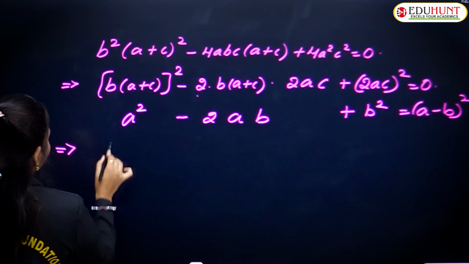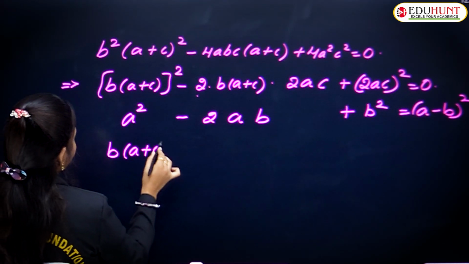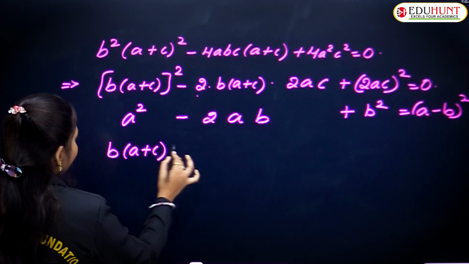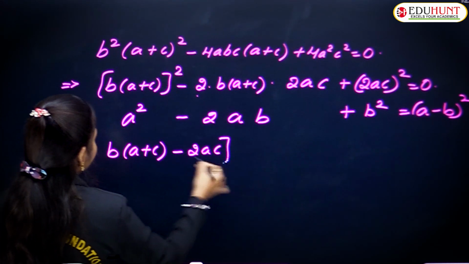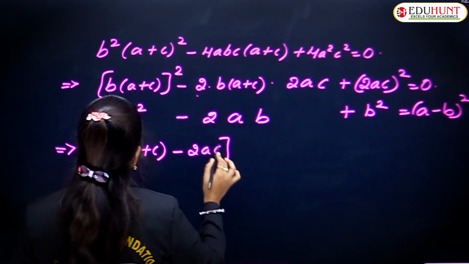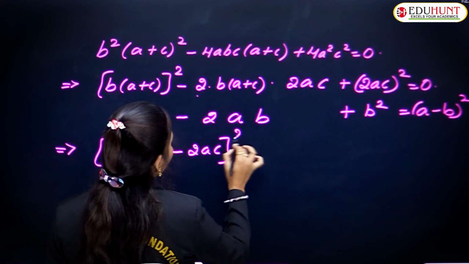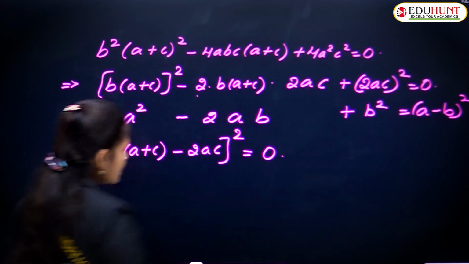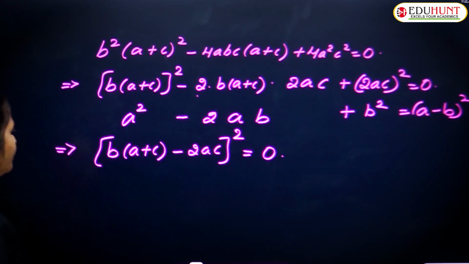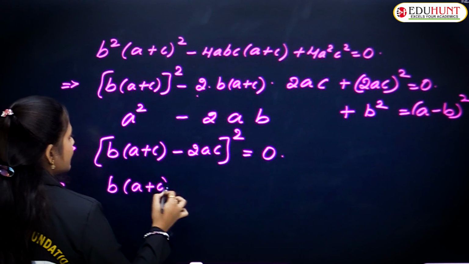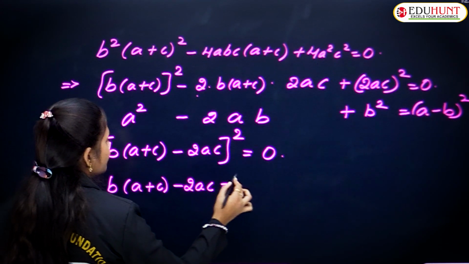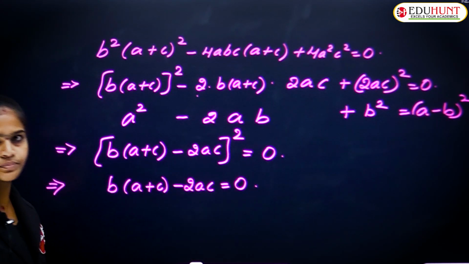So a is equal to b into a plus c. Okay, so a minus b is equal to 2ac. So b minus a minus b whole square is equal to 0. Am I clear to you? So from this one, b into a plus c minus 2ac, just remove the brackets, is equal to 0.